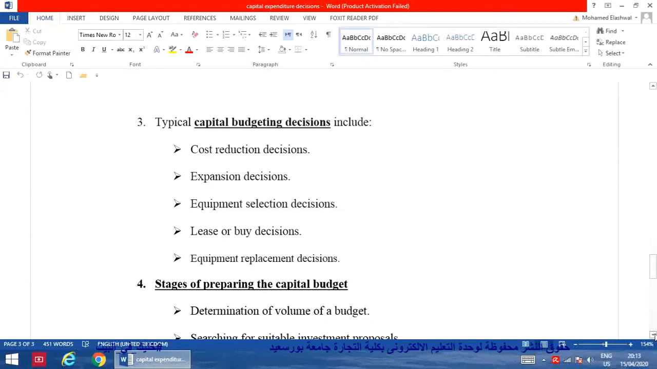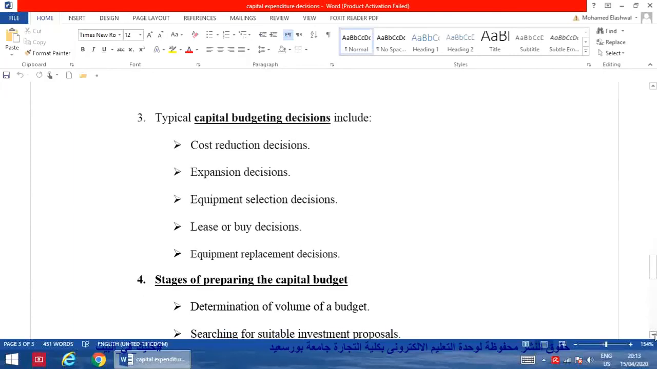Typical capital budgeting decisions include the cases that the firm can be faced with: cost reduction decisions, expansion decisions, equipment selection decisions, lease or buy decisions, and equipment replacement decisions.